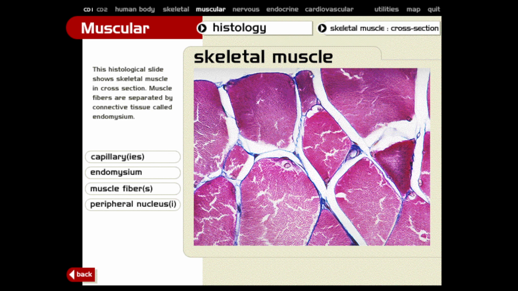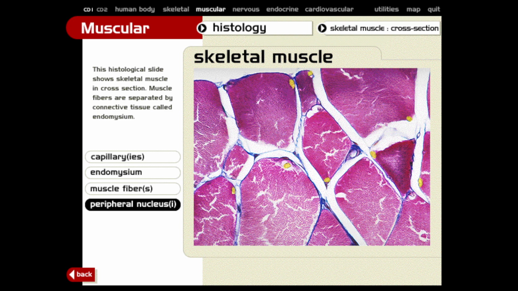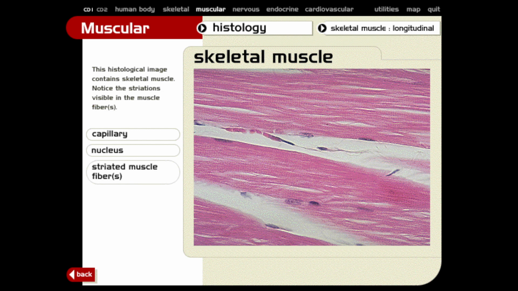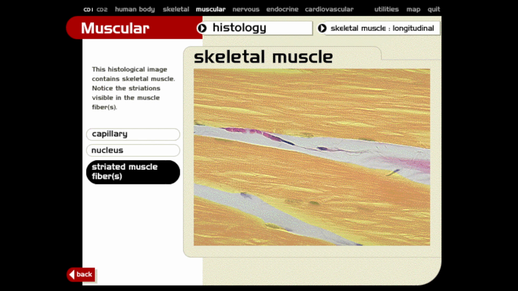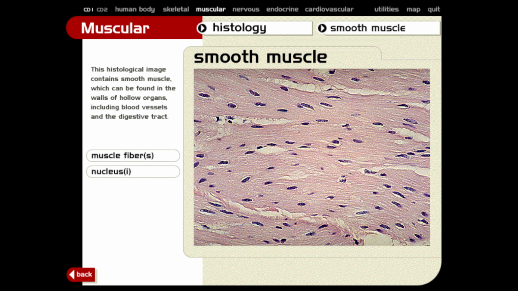This histological slide shows skeletal muscle in cross-section. Muscle fibers are separated by connective tissue called endomysium. This histological image contains skeletal muscle. Notice the striations visible in the muscle fiber. This histological image contains smooth muscle, which can be found in the walls of hollow organs, including blood vessels and the digestive tract.